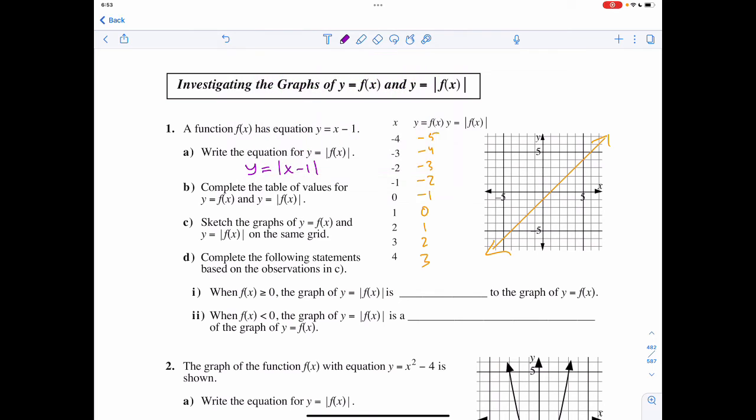When I take the absolute value of that, well, the absolute value of -5 is 5, -4 is 4, -3 is 3, -2 is 2, -1 is 1, 0, 1, 2, and 3. And I'm going to get something that looks like this.